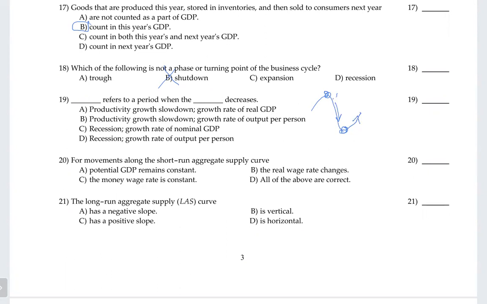19. What refers to a period when growth decreases? The answer is B. Productivity growth slowdown refers to a period when the growth rate of output per person decreases. You can compare this with A, because productivity is measured as output per person.